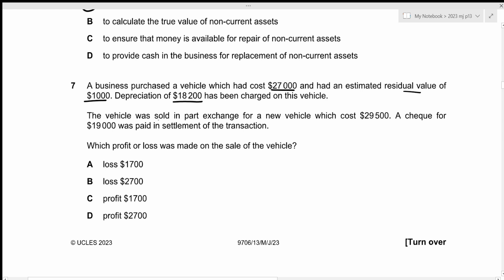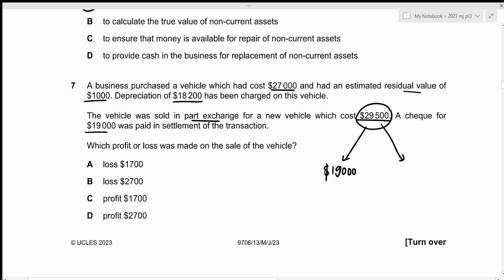Now the vehicle was sold in part exchange for a new vehicle which cost 29,500. A check for 19,000 was paid in settlement of the transaction. So the new vehicle was purchased for 29,500, and for this a check payment was made of 19,000. The remaining value was settled by the part exchange.